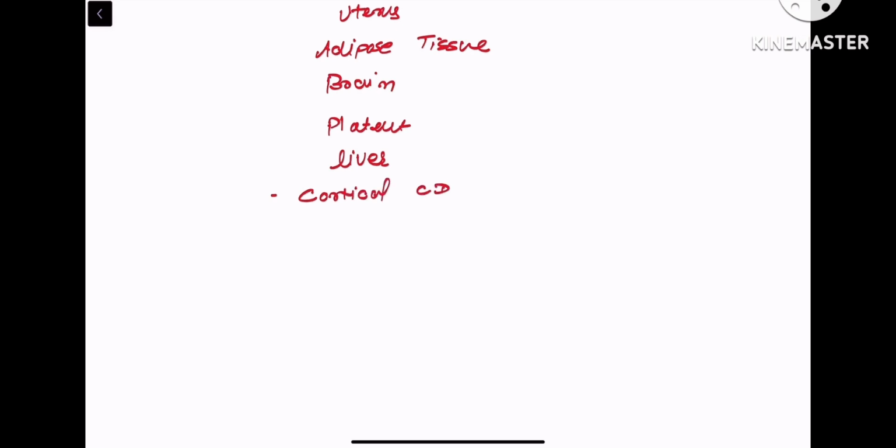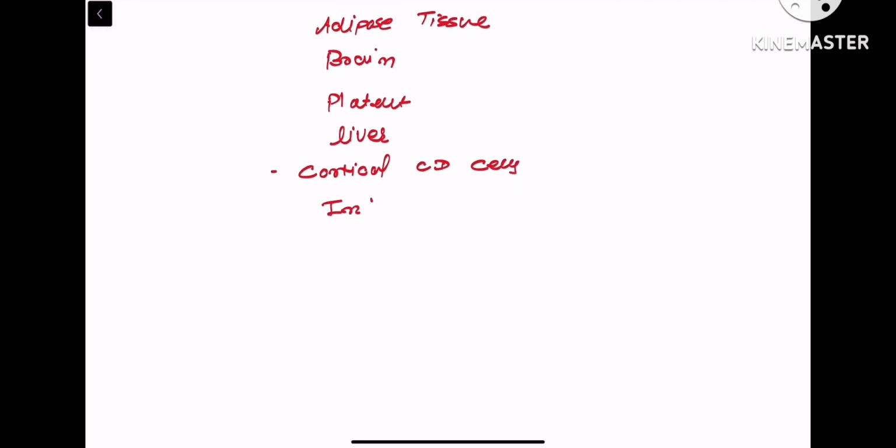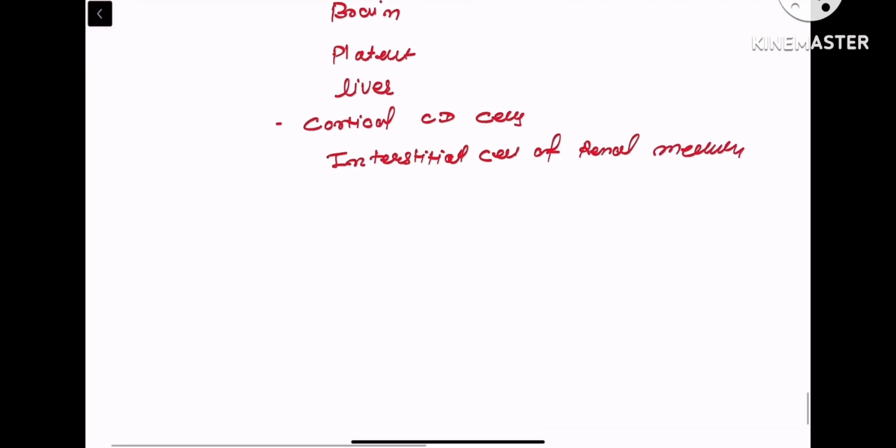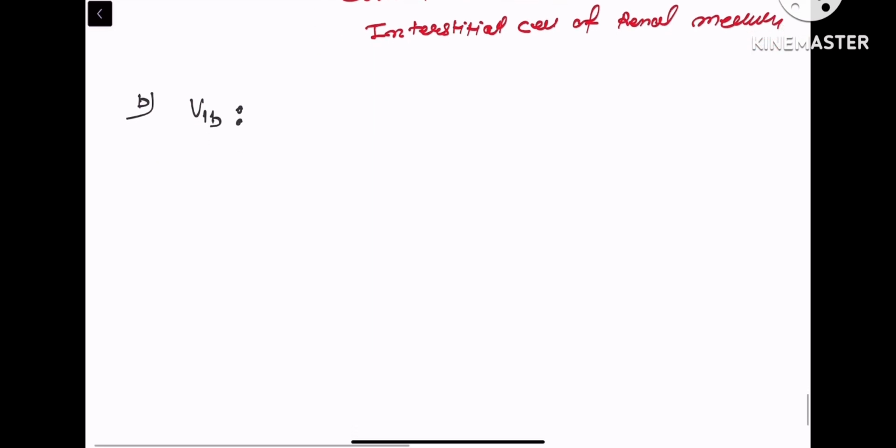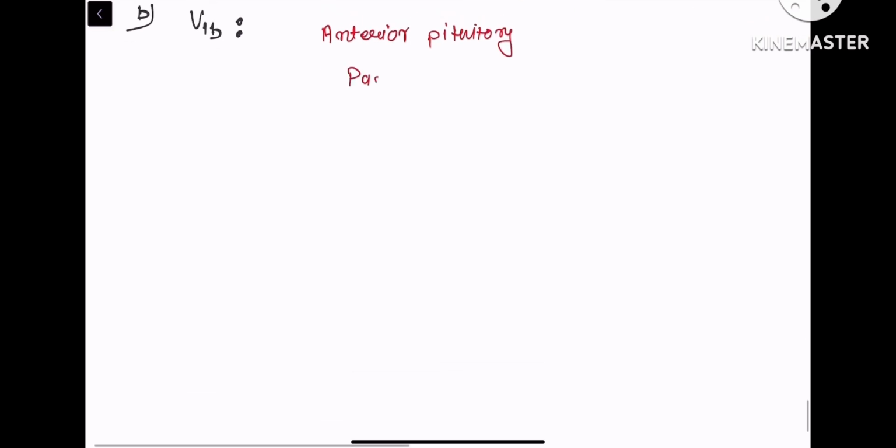Also on cortical CD, that is, collecting duct cells, then the interstitial cells of the renal medulla. Now discuss V1B. V1B is present in anterior pituitary cells and pancreas cells.